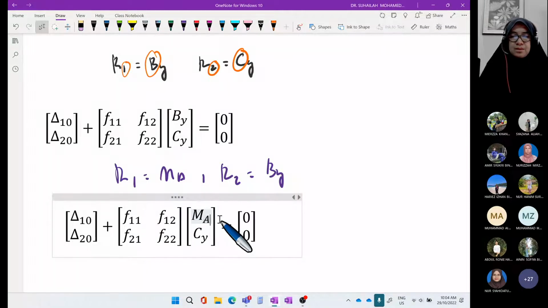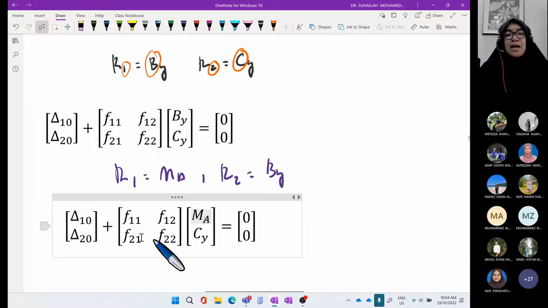Once you understand, we do not need to derive. The derivation is just to explain how we get the compatibility equation. When we want to solve after this, we start by identifying the number of redundants, choose the redundants, and directly write this equation. So the first one is MA now, the second one is BY. We just need to change this.